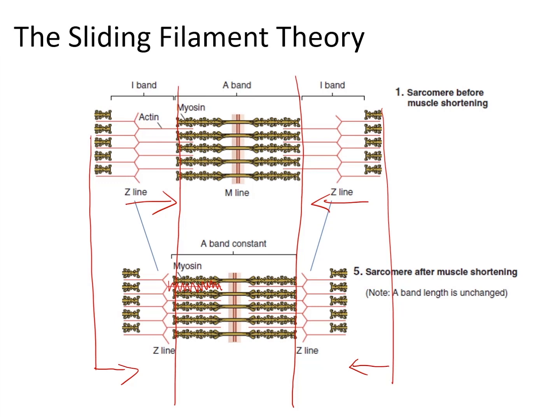In the next session, we'll go back and consider the whole excitation-contraction sequence, starting with action potential in the motor nerve, reaching a neuromuscular junction.